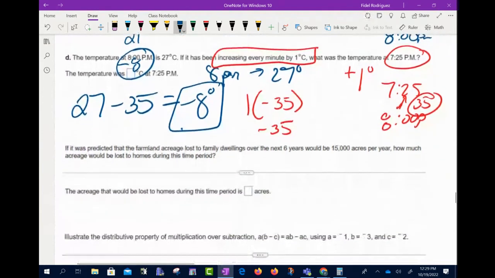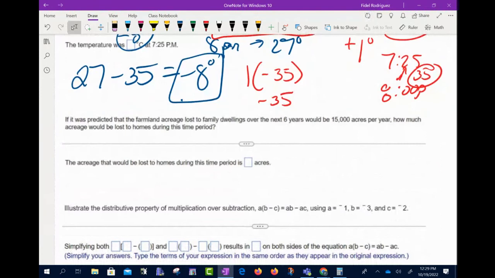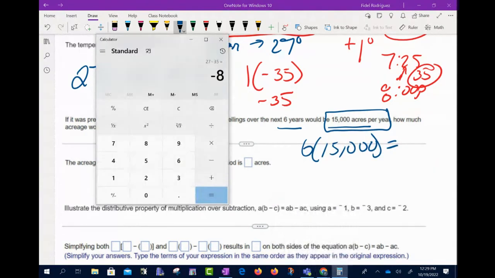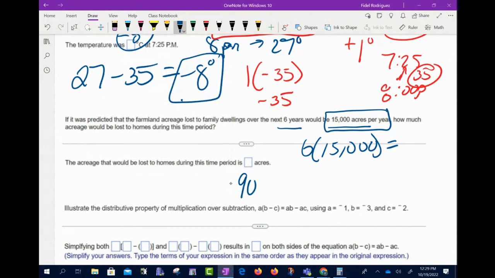Okay, let's see. So it says, it was predicted that farmland acreage lost to family dwellings over the next 6 years would be 15,000 acres per year. How much acreage would be lost to the homes during this time period? Okay, so we have 15,000 acres per year, right? And so y'all, if we're going to have this number of acres per year and we're looking at 6 years, we're going to take 6 times 15,000. Okay. Again, I'm going to grab my calculator, 6 times 15,000. And that's giving me 90,000.